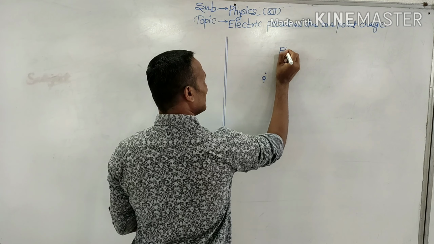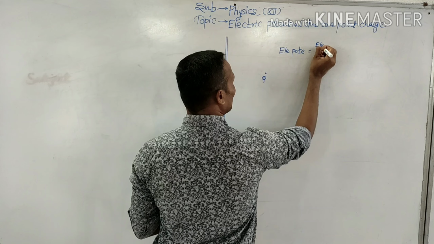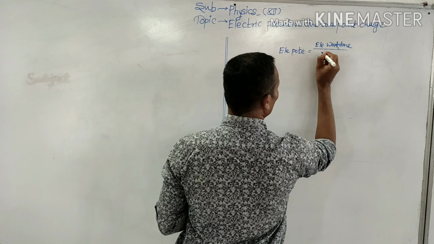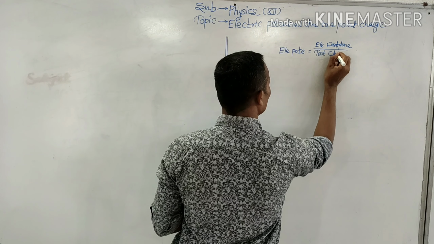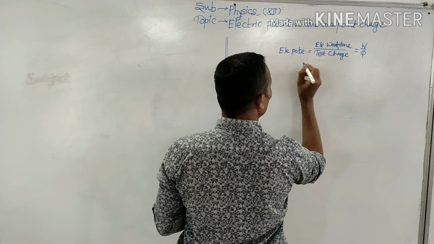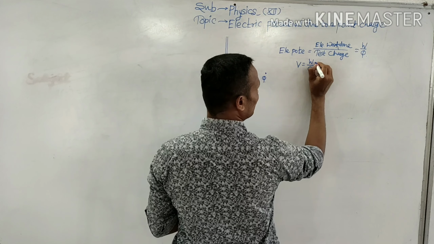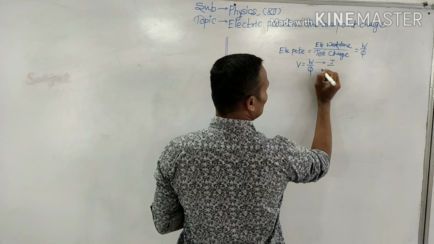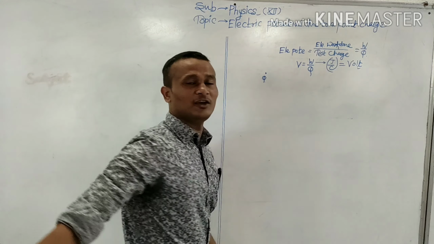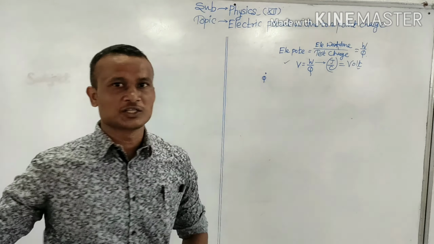Easily, electric potential is nothing but electrical work done per unit test charge. So when we write it, this is W, this is Q, so V is equal to W/Q. When we go for its SI unit, work done is in joule, charge is in coulomb, joule per coulomb, popularly known as volt, in the memory of scientist Alessandro Volta, right? So this is the key concept for electric potential.